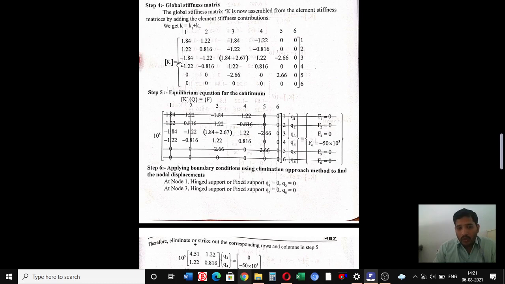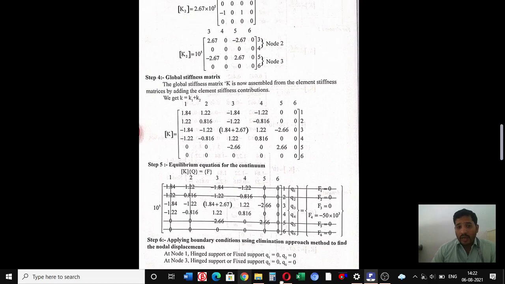1.84, 1.22, minus 1.84, minus 1.22, 0, 0. The whole matrix we have to represent wherever K appears. And Q is the nodal displacement: Q1, Q2, Q3, because how many nodes do we have? 6 nodes. For that reason we present Q1, Q2, Q3, Q4, Q5 and Q6 equal to F, which indicates the nodal force. How many forces do we have? Total 6 nodal forces: F1, F2, F3, F4, F5 and F6.